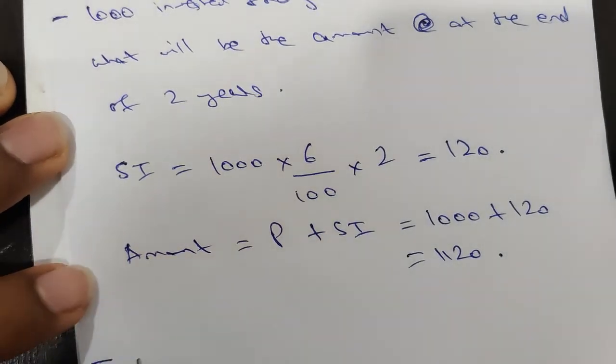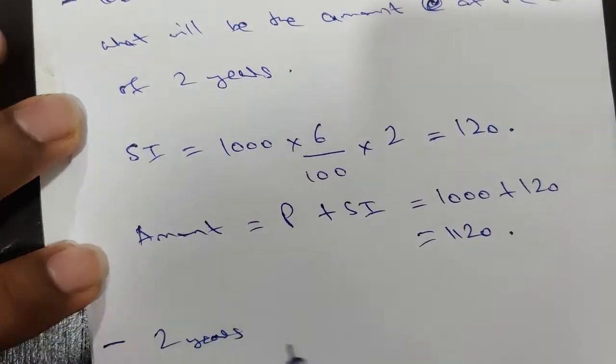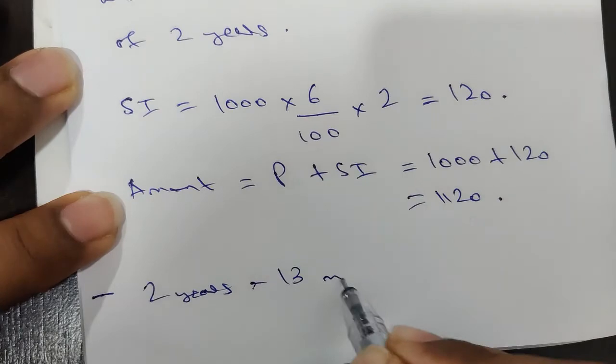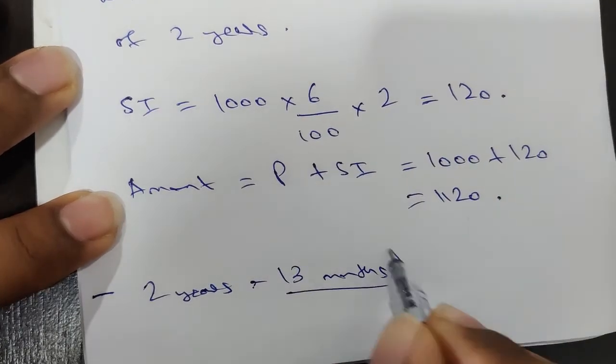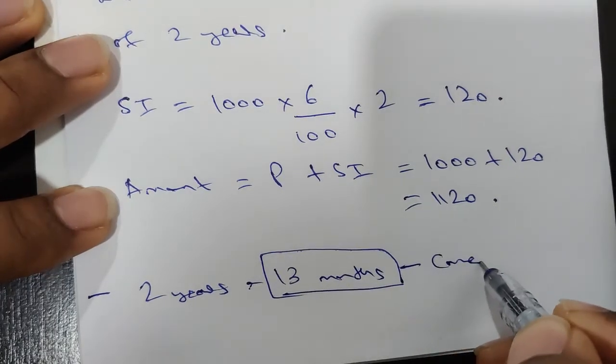So now, what if I tell you that instead of 2 years, I can invest only for 13 months? Now what will we do? Just convert this into years.